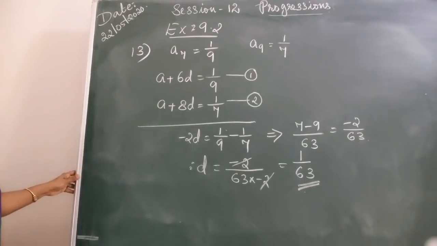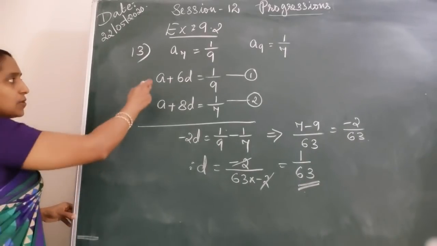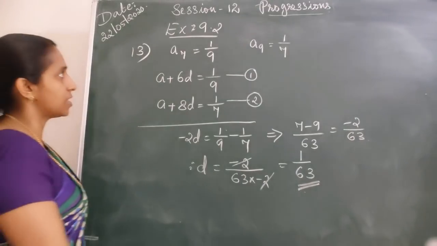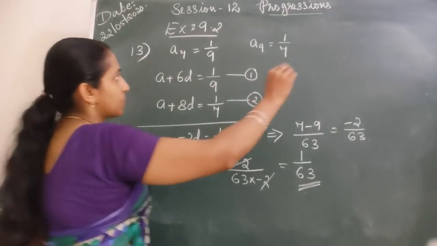So if you got D as 1 by 63, can you calculate A? You can calculate A. Right? I'm going to solve here.